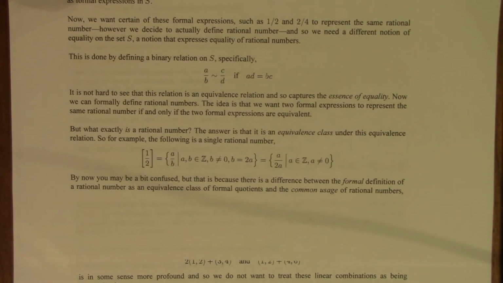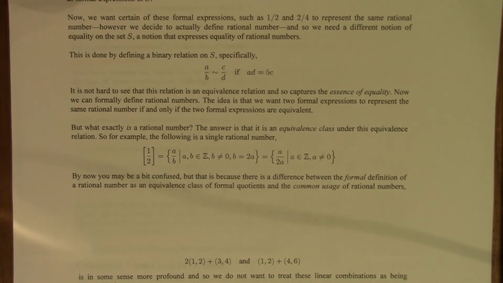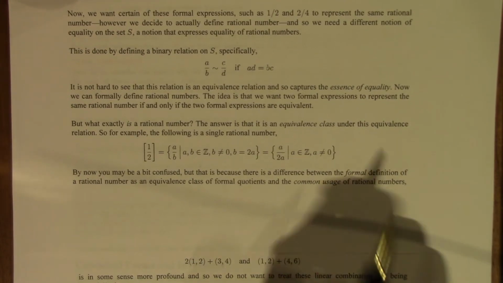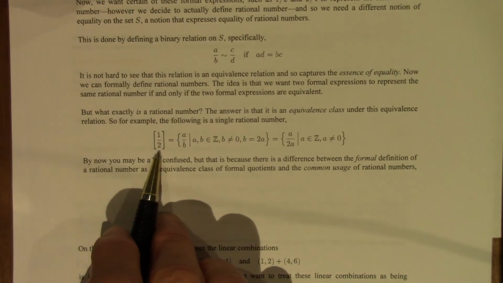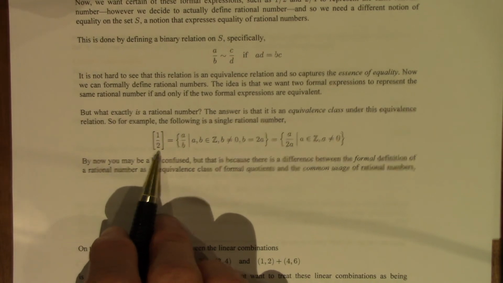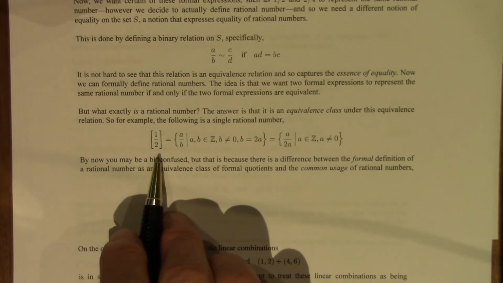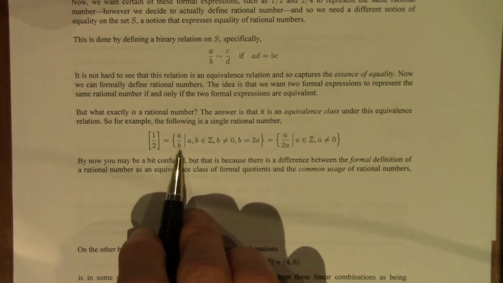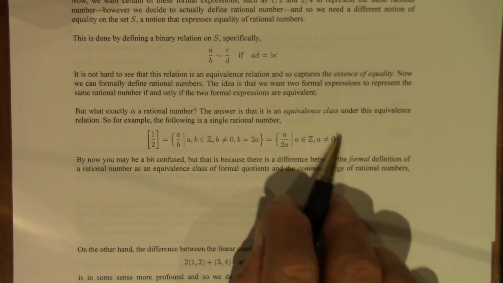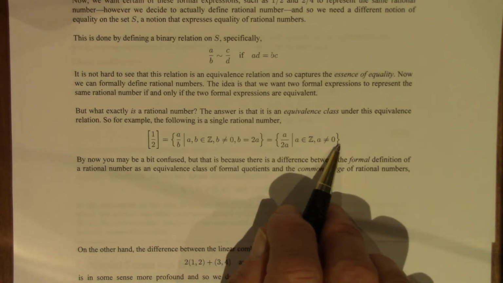Well, this is leading up to the obvious question: yes, but what exactly is a rational number? The answer is that it's an equivalence class under this equivalence relation. So for example, the equivalence class containing 1 over 2 is the set of all formal quotients that are equivalent to 1 over 2, or put another way, B has to equal 2A. So it's this set, the set of all A over 2A, where A is a non-zero integer.